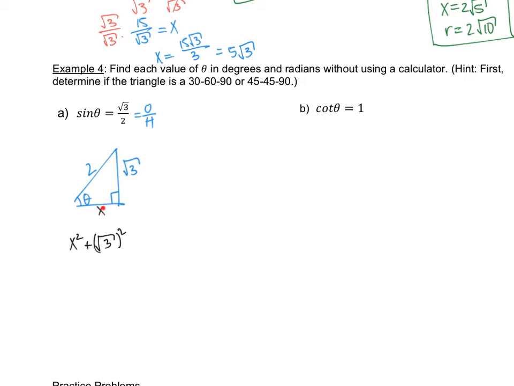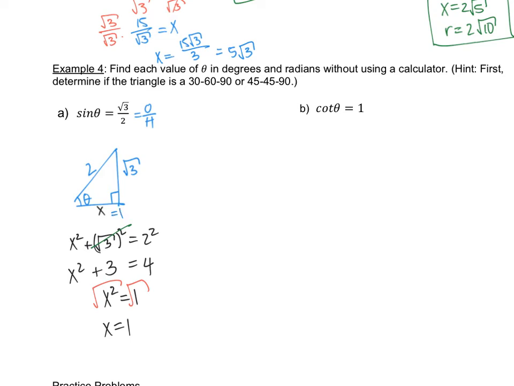So I took this guy, squared it, took this guy, squared it. Now I'm going to add them together, and it should give me the hypotenuse squared. So 2 squared. So x squared drops down. If you square root, they cancel. So this is just left with 3, right? Because the square root and the square cancel. And then this drops down a 4 because 2 squared is 4. If I subtract the 3 over, I get 1. The square root of 1 is 1. So that means that my x here is equal to 1.